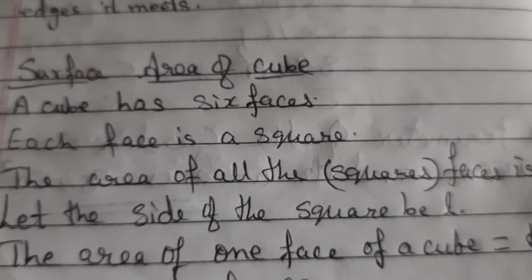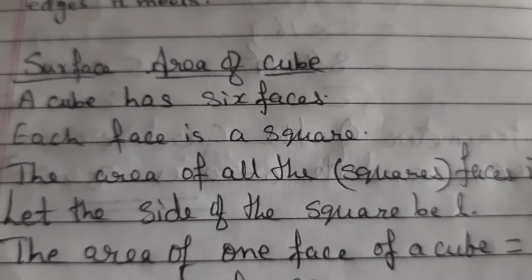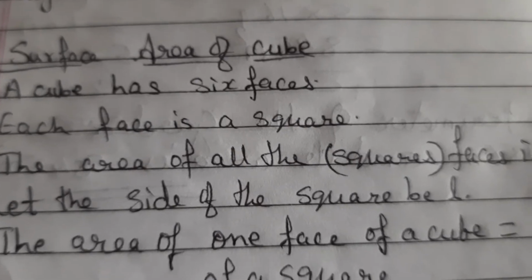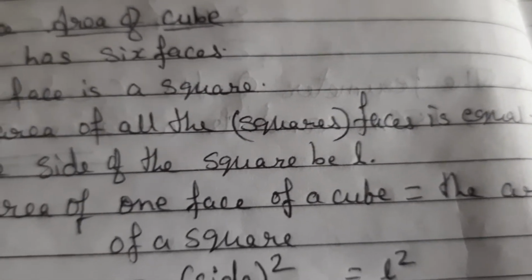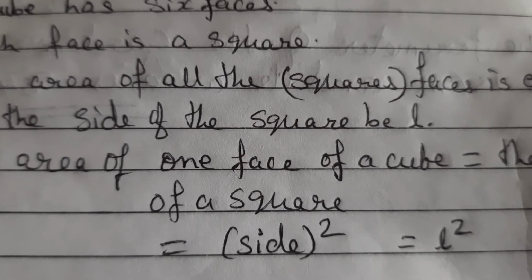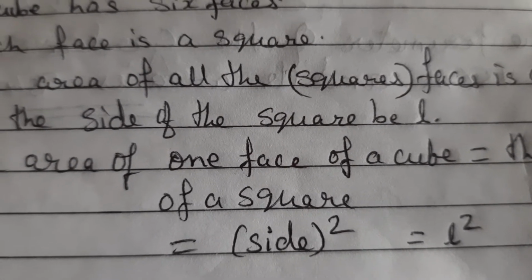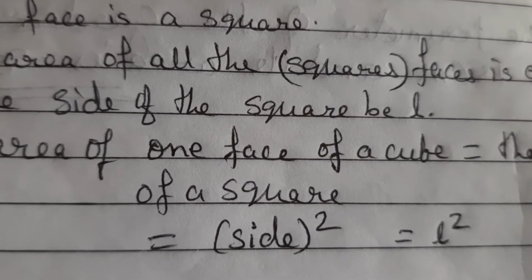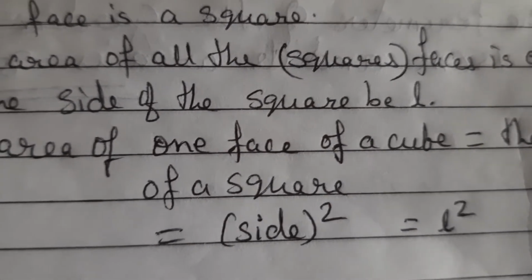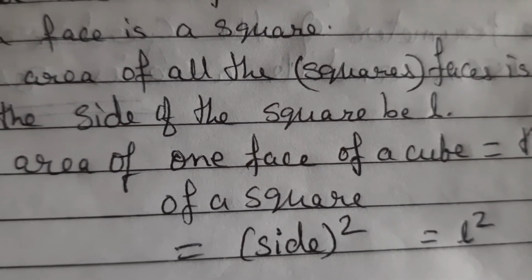Let the side of the square be L. We take the side of the square as L. So the area of one face of a cube will be the area of a square. Okay. So side square. Area of a square is side square. That means area of one cube face is L square. Okay. Then we will solve the sum and understand, children.